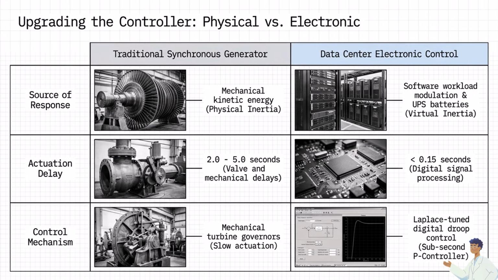The system might already be unstable. In contrast, our data center uses virtual inertia. The source of the response is software workload modulation and the UPS battery. Because everything is managed by digital signal processing, the actuation delay is less than 0.15 seconds. We are essentially replacing a slow mechanical governor with a sub-second digital P-controller, a proportional controller tuned by Laplace transforms.